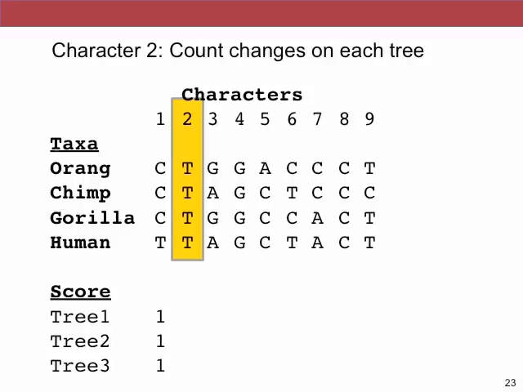So now for character 1, we have solved this first part of the problem. For tree 1, tree 2, and tree 3, each of them requires just a 1 character state change. Now we go to character 2. And you do this for character 2 on tree 1, tree 2, and tree 3.